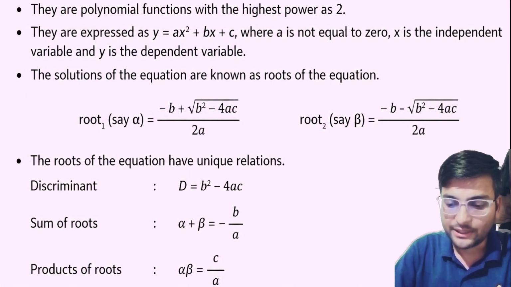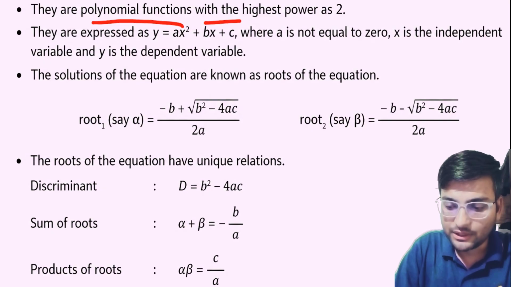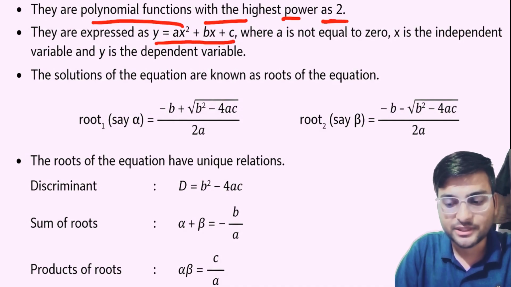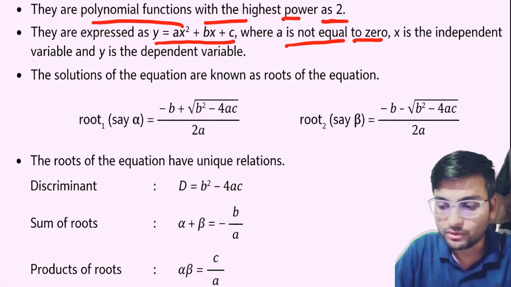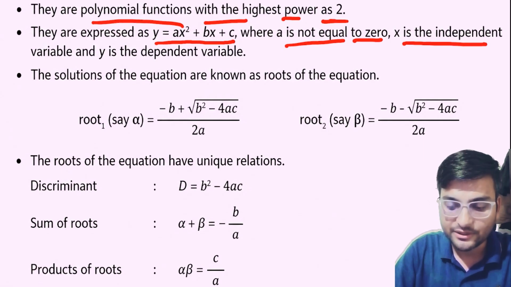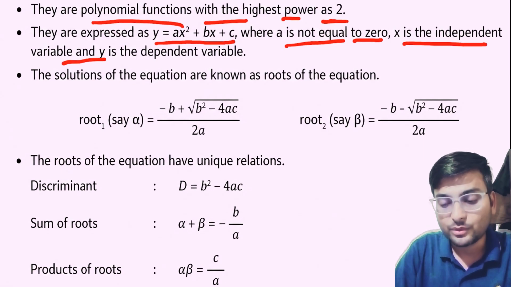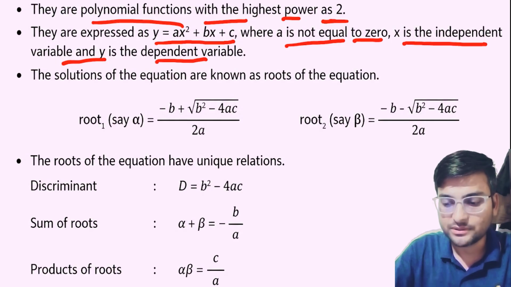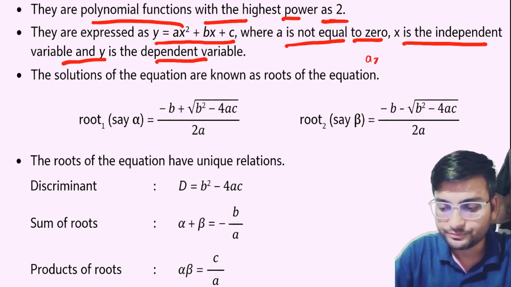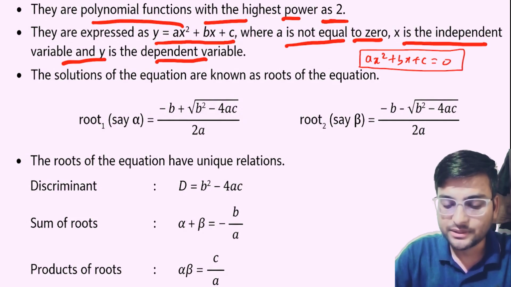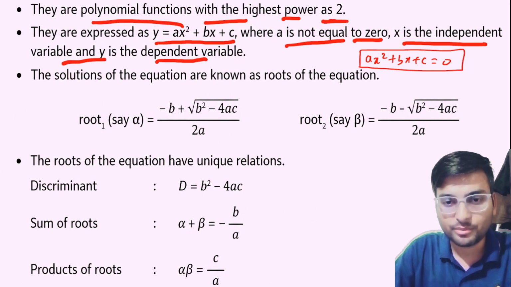In this slide you see that a polynomial function with the highest power 2 is called a quadratic equation. As I already mentioned, the equation of a quadratic is y equal to ax square plus bx plus c, where y equals 0. Otherwise, it is not considered a quadratic. If the equation is ax square plus bx plus c equal to 0, only then can we say it is a quadratic equation, otherwise it is considered a polynomial equation.